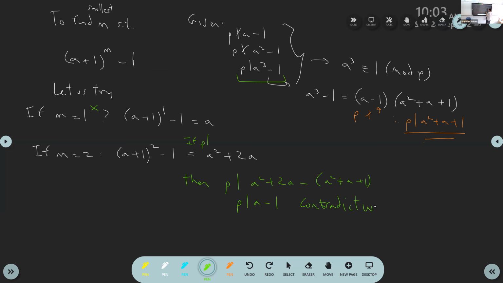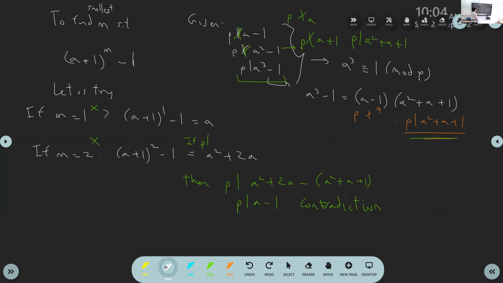Because again and again, we are going to make use of this information that p does not divide any of these terms. And from here also, do you see that p does not divide a plus 1 also? So p does not divide a minus 1, p does not divide a plus 1, p does not divide a. But p divides a square plus a plus 1. So we have to use these things again and again. That is all that is required here. Okay, so here also there is a contradiction. So m is not equal to 2.